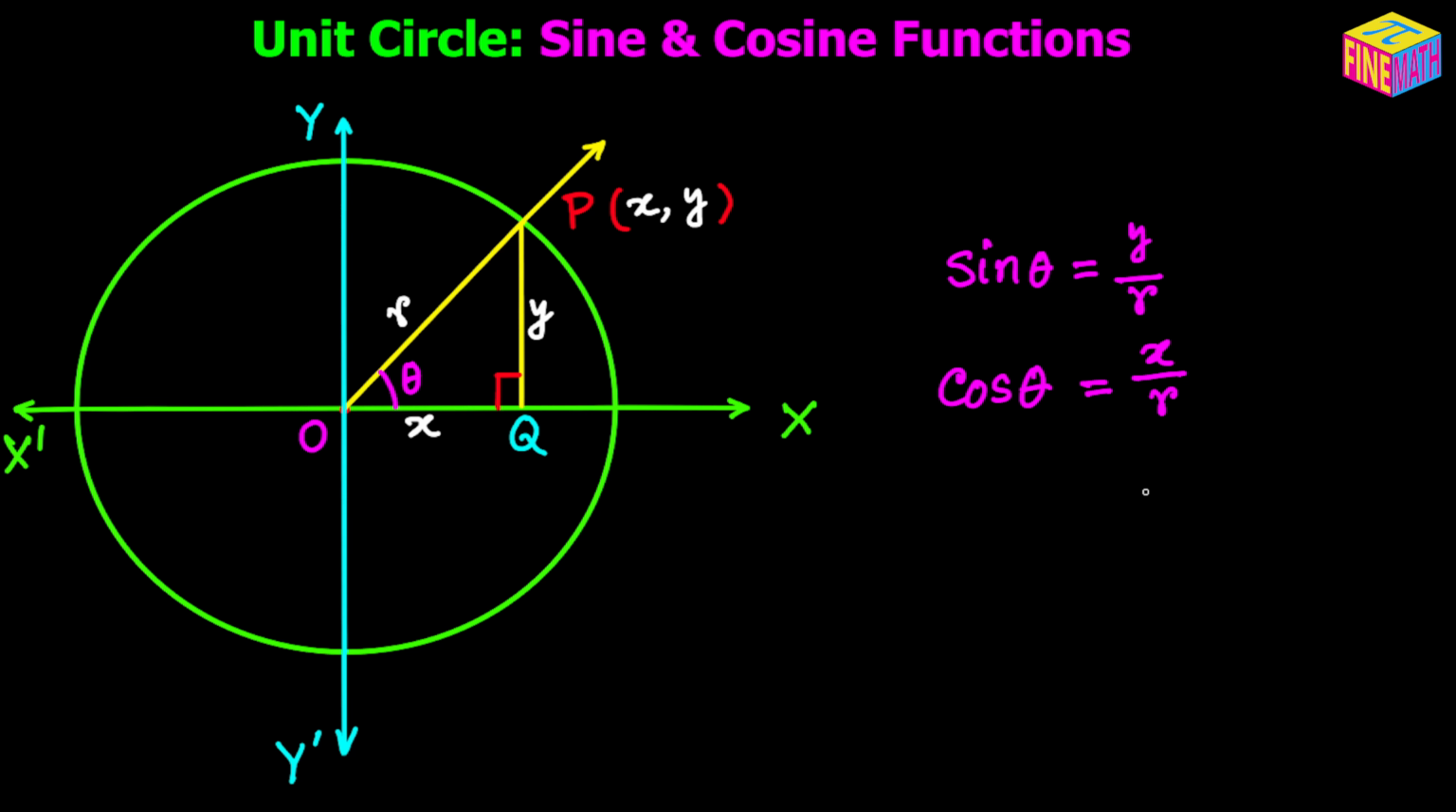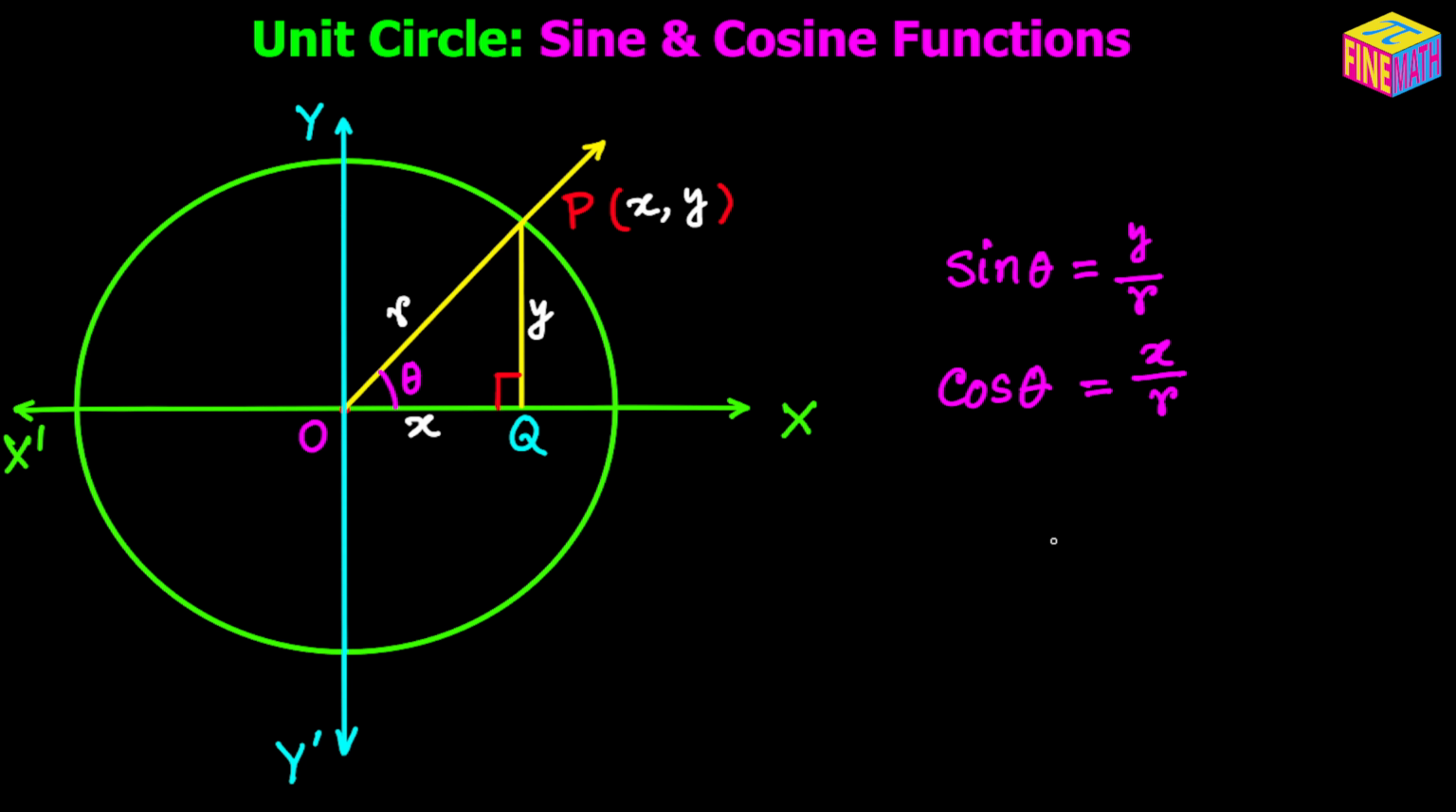Now the mathematicians started thinking, hey, to make things easy, can we somehow make the denominator disappear? The denominator that we see in the sine and the cosine of theta is r, the radius of the circle. So the mathematicians said, let's change this r to 1, and that gives us a nice opportunity to define the sine and cosine functions. So we are now changing r to 1.